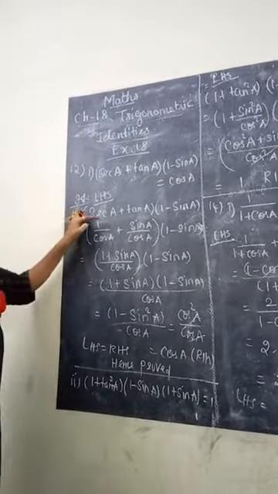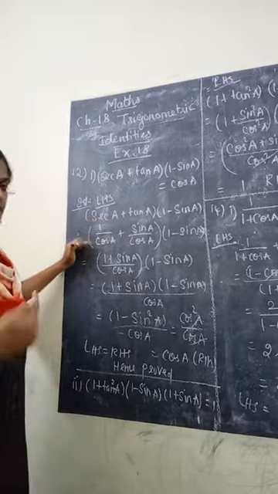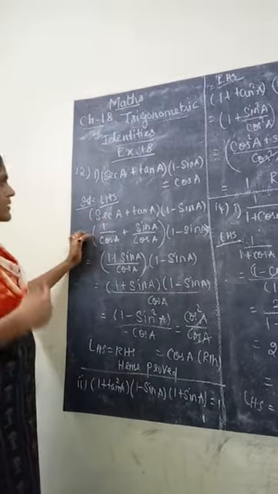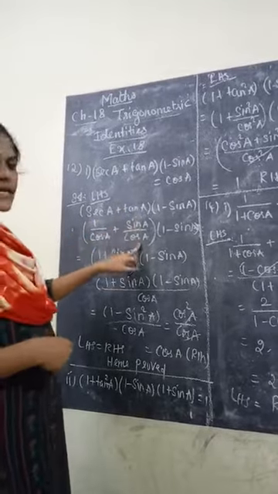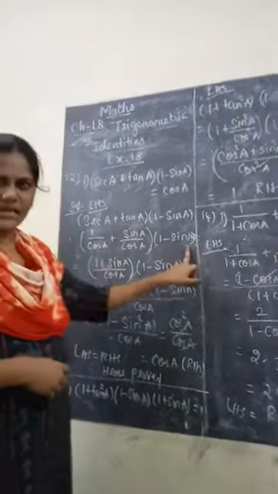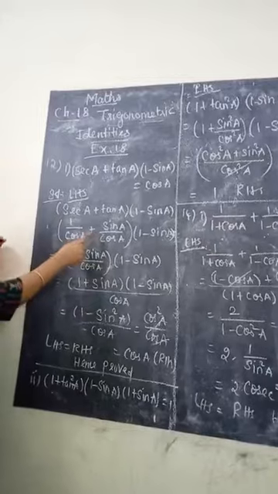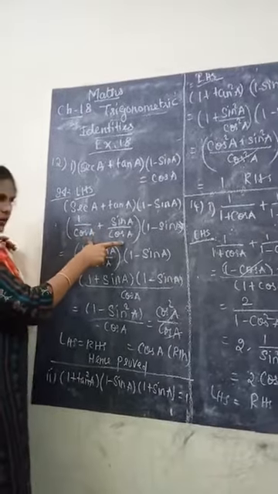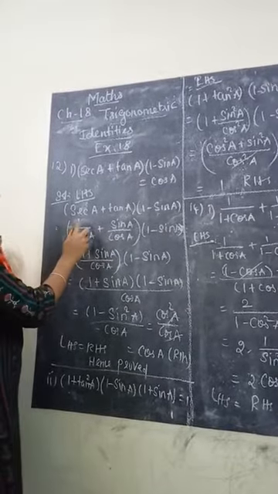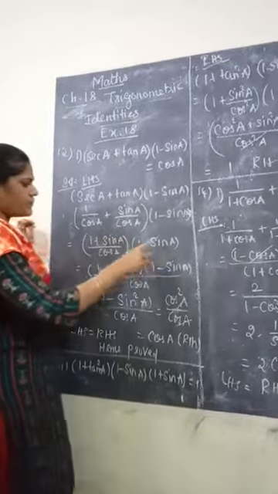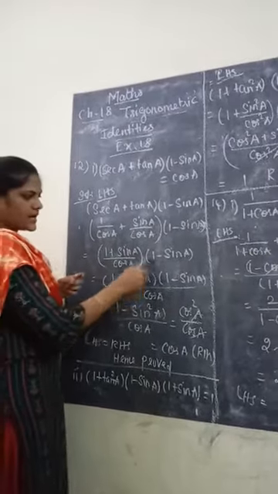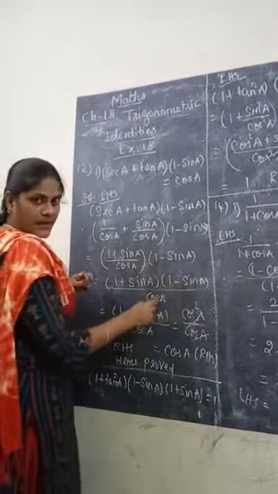So listen, secant A is the reciprocal of cos A. So (1 by cos A plus tan A, that is sin A by cos A) into (1 minus sin A). Do the multiplication, it's addition. So both LCM is same. So (1 plus sin A) divided by cos A into (1 minus sin A). Next, (1 plus sin A) into (1 minus sin A) divided by cos A.